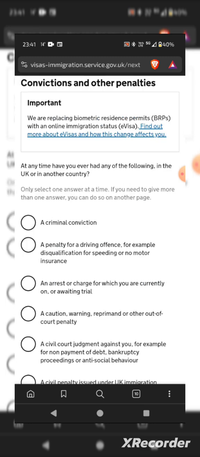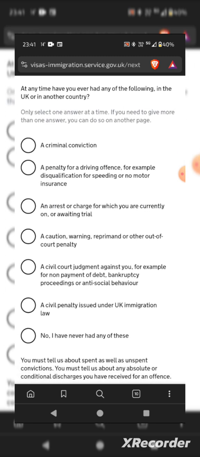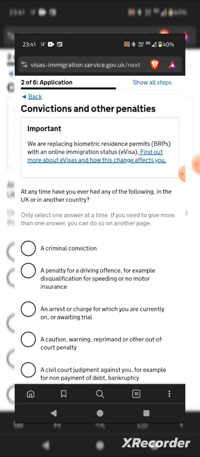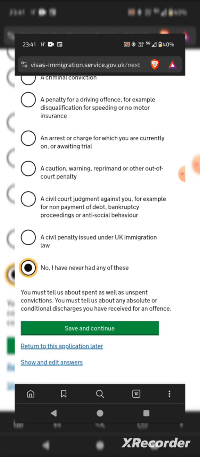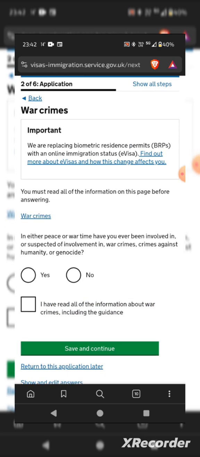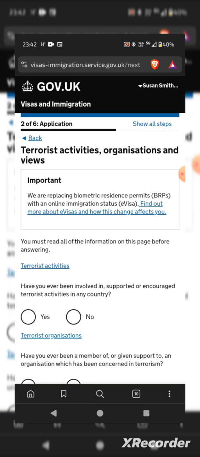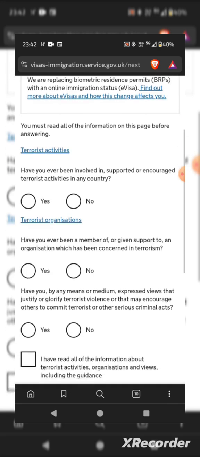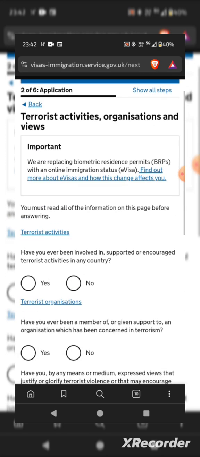Convictions and other penalties. Have you got a criminal record, been arrested, all those things? If you have, you have to make them known. Remember, you need to add your documents. War crimes. If you don't know what war crimes are, things like genocide, killing masses of people, all those things. If you have, yes. If you have not, no. And you declare, because all these things, they will check them. They have a system that they check all this information on. Save and continue. Have you been part of any terrorist group, organization, all those things?